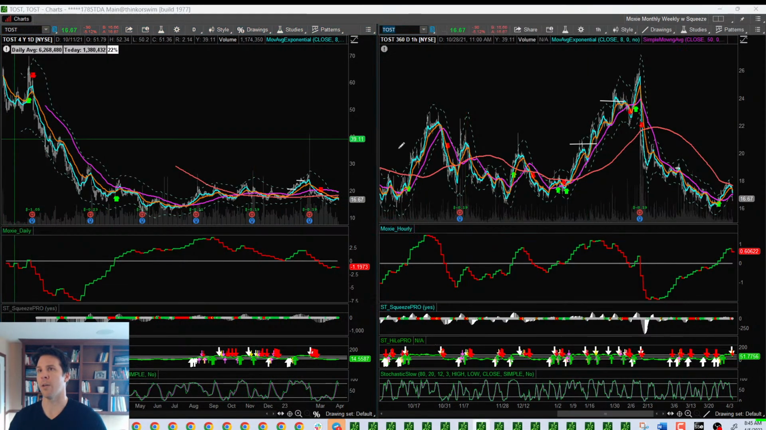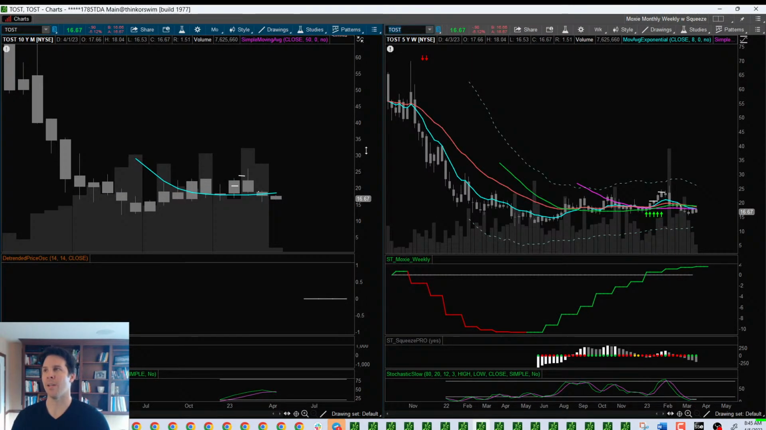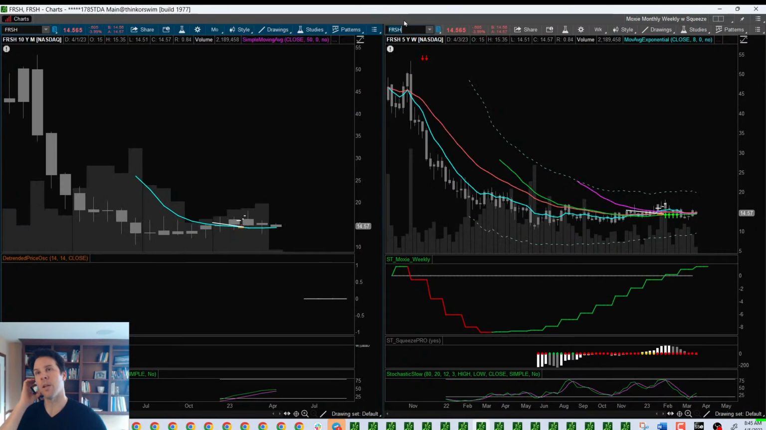Let me come over here to higher time frames. And you can see this thing has basically just been hanging around at its lows. It's had a couple moves here and there. Otherwise, not really done much. You can see here, just on the weekly chart, just hanging out sideways. Fresh was another one that I tend to talk about, basing, but they haven't quite taken off yet.